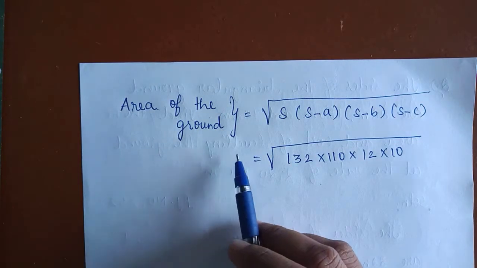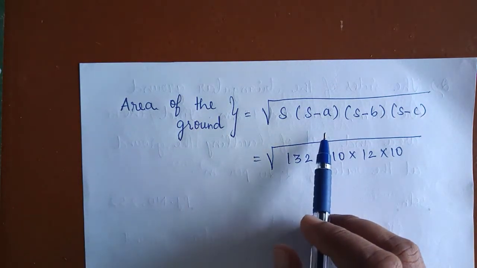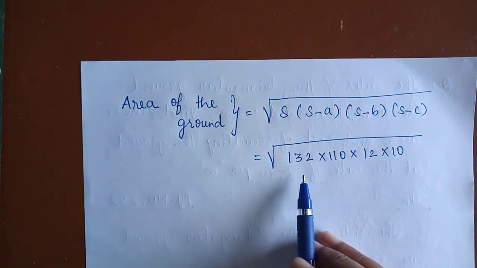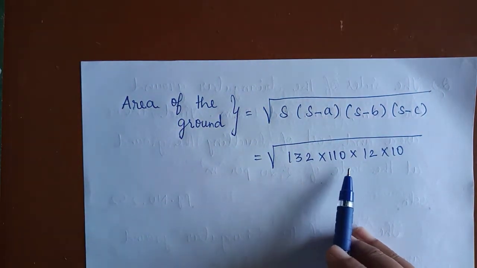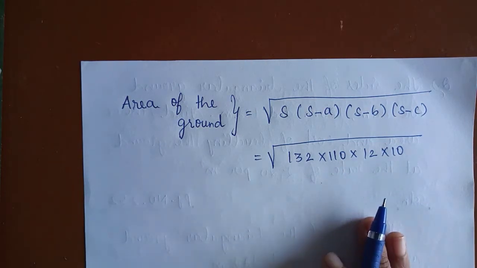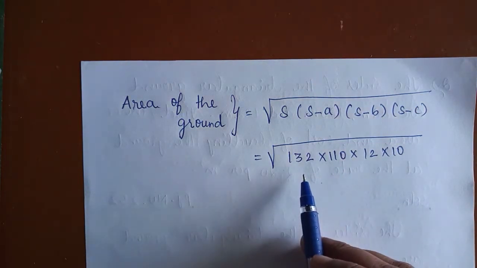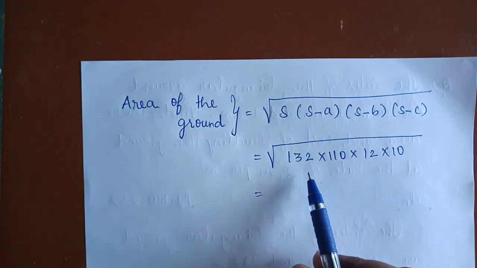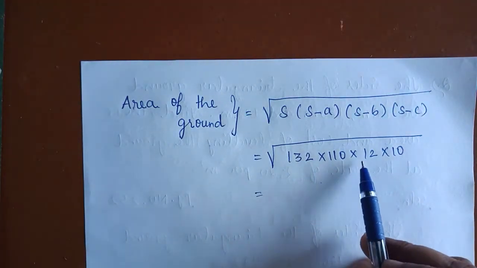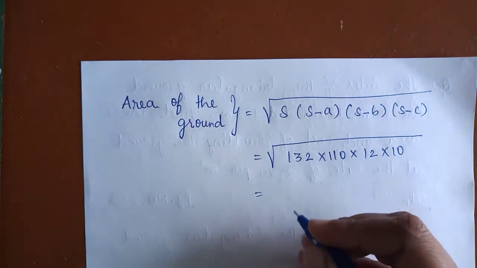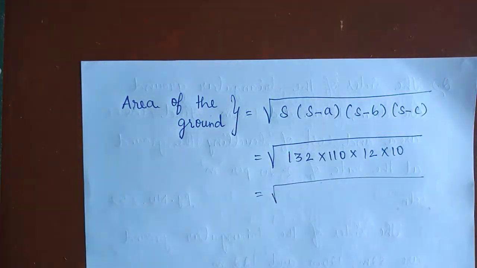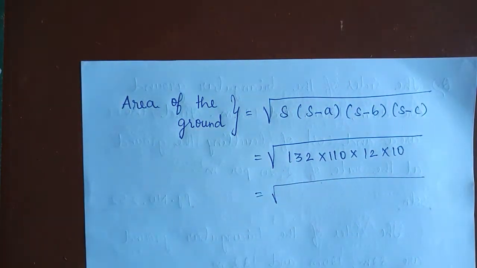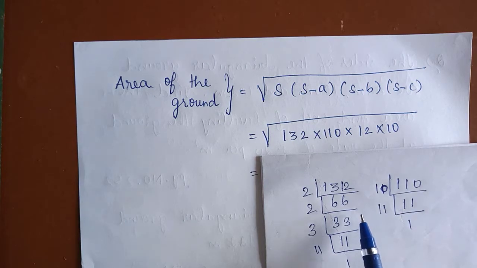So area of the ground is equal to root of S into S minus A, S minus B, S minus C, which is equal to root of 132 into 110 into 12 into 10. So next you have to split using prime factorization, which is equal to root of 132 into 110 into 12 into 10. Now you can take the prime factorization for 132. You do this prime factorization in your rough column.